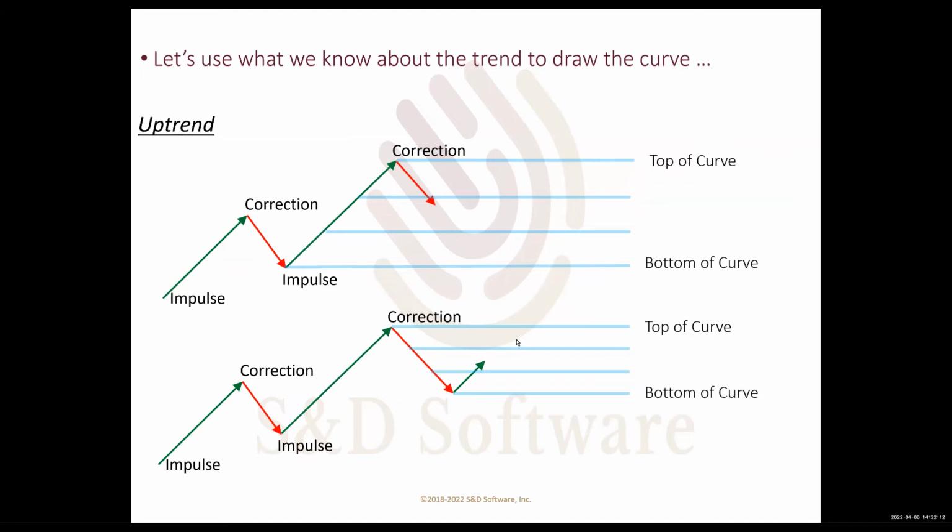In these examples here, we've broken the curve up into three pieces. You've got high on the curve, low on the curve, and the area in the middle, often referred to as no man's land.